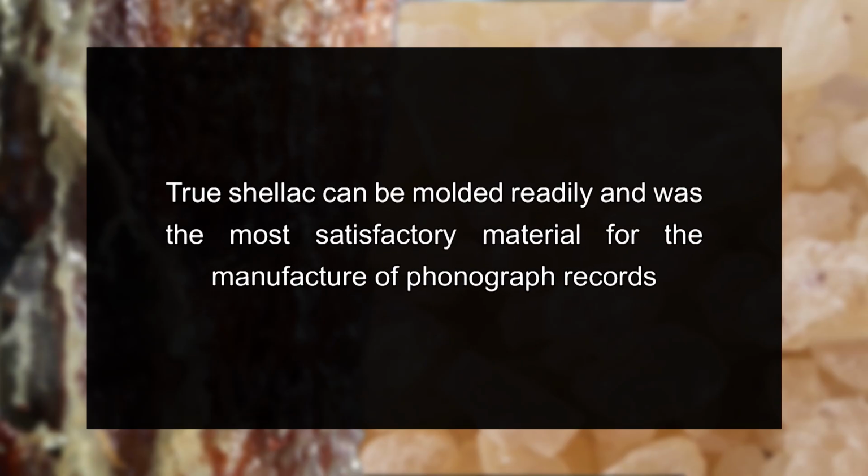Shellac is often bleached. At one time, shellac had many industrial uses, but synthetic substitutes made from petroleum have greatly competed with it. True shellac can be molded readily and was the most satisfactory material for the manufacture of phonograph records. It is an insulator of the highest grade and was once extensively used in the electrical industry. It was a principal separate varnish resin yielding a tough film with a smooth finish which is also capable of a high polish. Shellac varnishes cannot be used out of doors because they are not water resistant.